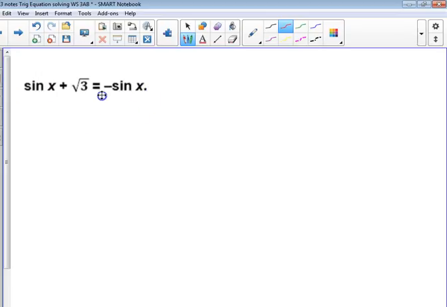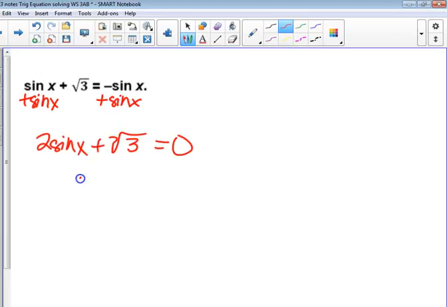Okay, if we add a sine x over here, 2 sine x plus square root of 3 equals 0. Sine x equals negative square root of 3 over 2. I skipped a couple steps there. Are we all right? Okay.